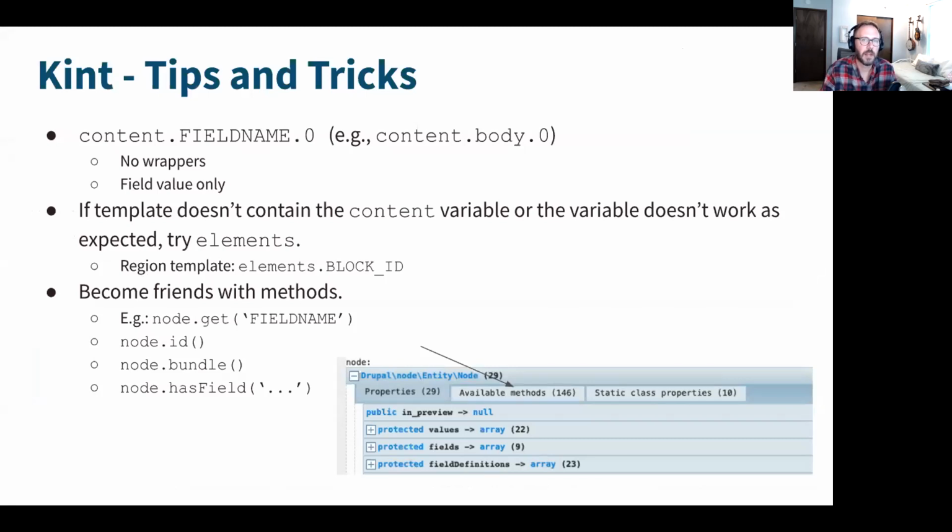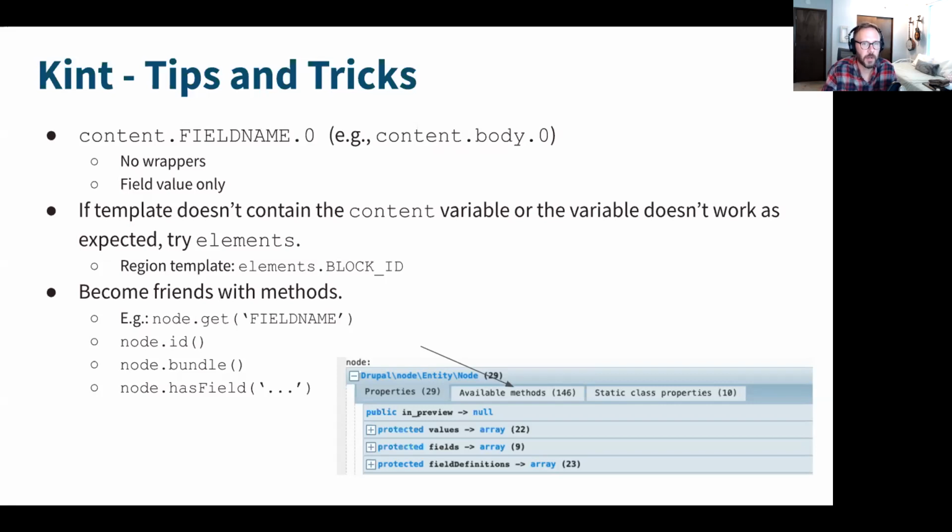So a whole session could likely be devoted to using Kint and Devel and Drupal theming, but for time's sake, let's cover some quick tips and tricks. The first is that you can print the item itself by adding .0 to the end. So this will print the value of that field without any wrapping elements. And we'll actually look at an example of this here in a minute.